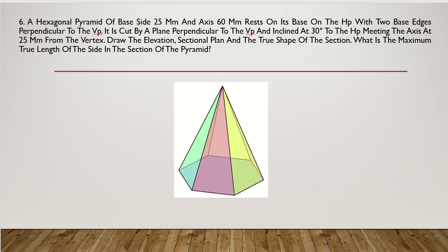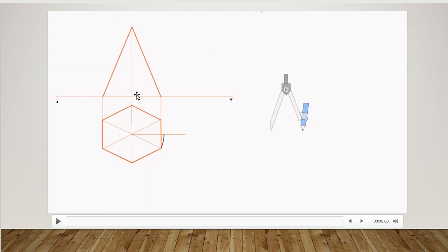So when you're drawing it, first of all you need to create the XY reference line, after which when you're looking from the top you will get a hexagon, and you are positioning it in such a way that two opposite base edges are perpendicular to the XY line or to VP. After which you need to join all the corners so that you make the slant edges. Now you have to project it upward in order to create the front view, as the axis height is given.